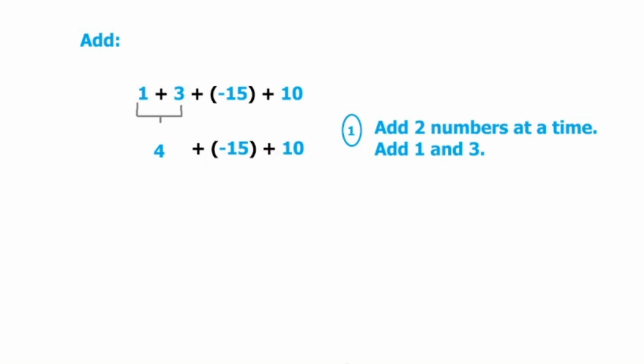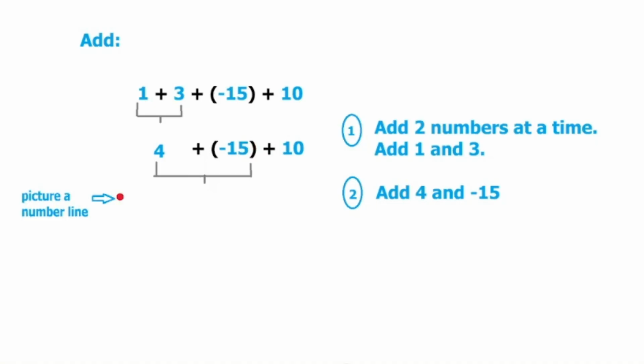So now we need to add the next two numbers, which is 4 and minus 15. So don't panic. What you could do to add these is to picture a number line in your head. So picture a number line, okay? So we're going to actually have a number line instead of thinking about it in our head. So here we have our number line.